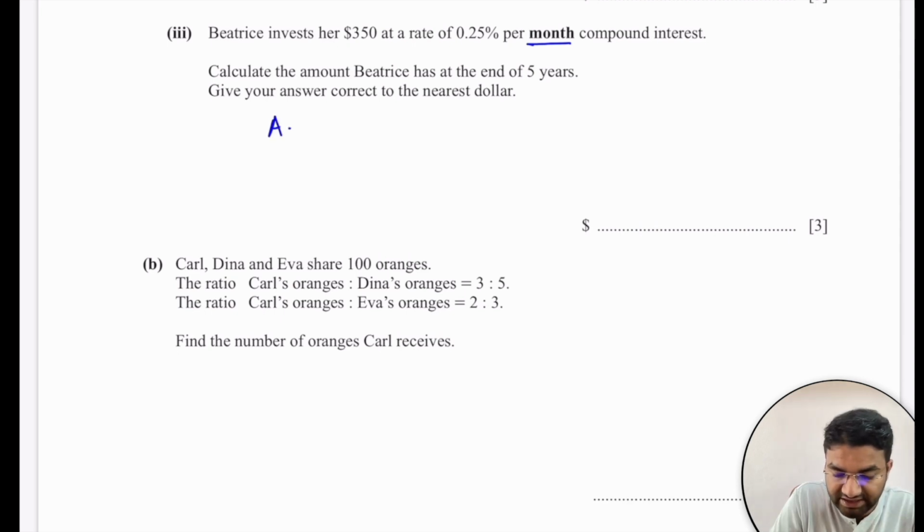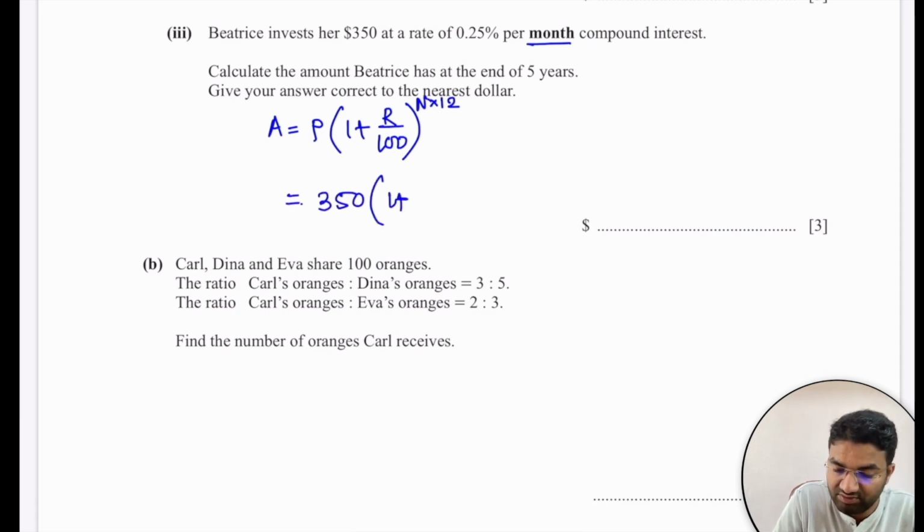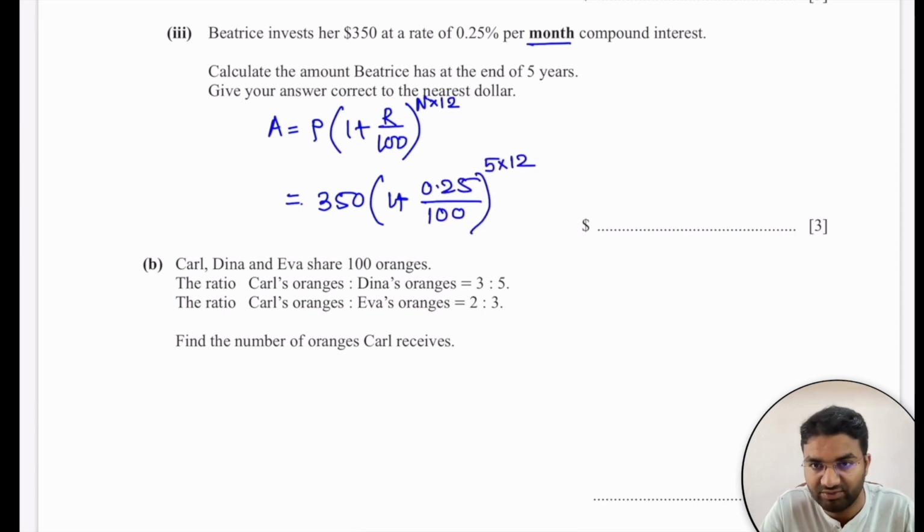Here the amount at the end of 5 years, in compound interest, will be equal to P times (1 plus R by 100) raised to N. Now we have to calculate by month. In 1 year we have 12 months, so multiply this N by 12, and here put in all the values. Principal is 350 times (1 plus R, which is 0.25 divided by 100) raised to N, 5 times 12, which will be equal to 60.